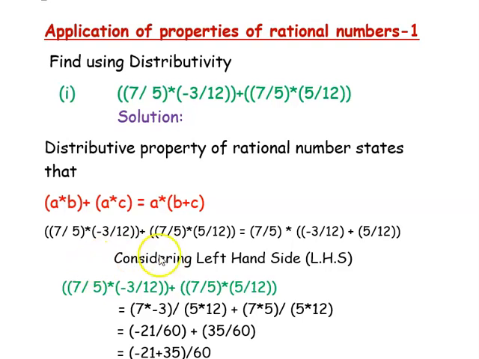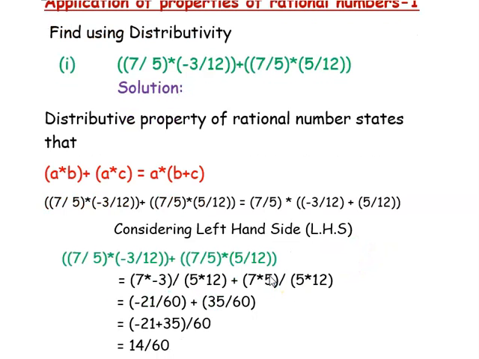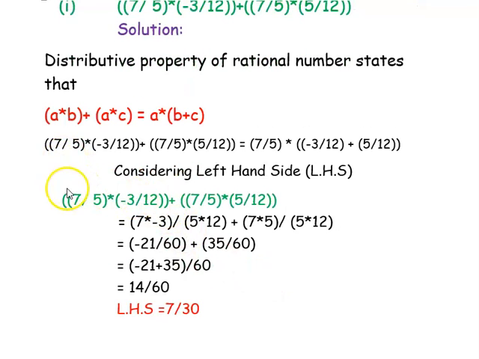Now we'll consider only the left hand side and solve for that. Then we'll take the right hand side and solve for that. We'll check whether both are the same. So consider the left hand side: 7 by 5 times minus 3 by 12 plus 7 by 5 times 5 by 12. Since it's multiplication, we multiply numerator and denominator separately. So 7 times minus 3 divided by 5 times 12 plus 7 times 5 divided by 5 times 12. 7 times minus 3 is minus 21, and 5 times 12 is 60, plus 7 times 5 is 35, divided by 5 times 12, which is 60.